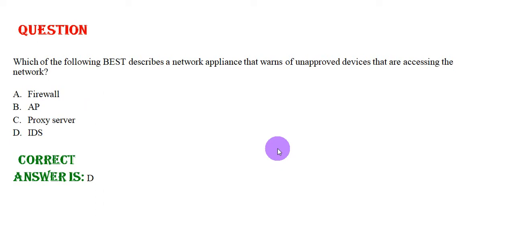Moving towards the next question, which of the following best describes the network appliance that warns of unapproved devices that are accessing the network? Option A, firewall. Option B, AP. Option C, proxy server. Option D, IDS. The correct answer is option D.